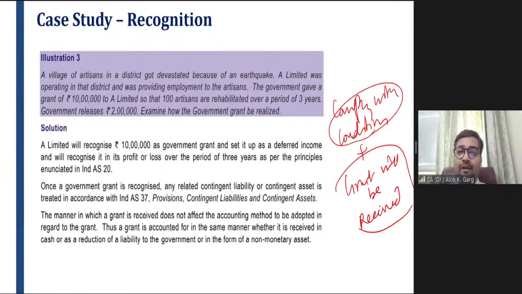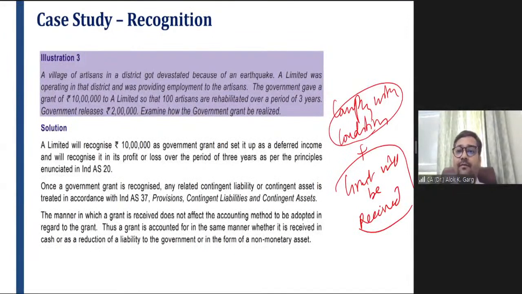Getting the money out from the pocket of the government is not easy. You have to submit a lot of documentation. You have to demonstrate and prove that yes, I have incurred these expenses for this particular project. Clear? I hope it is clear to everyone.